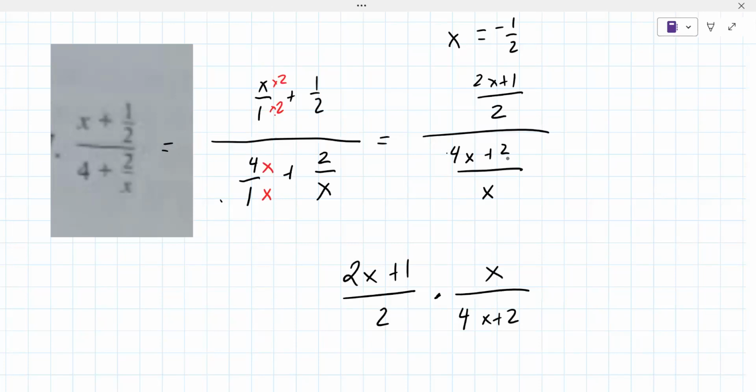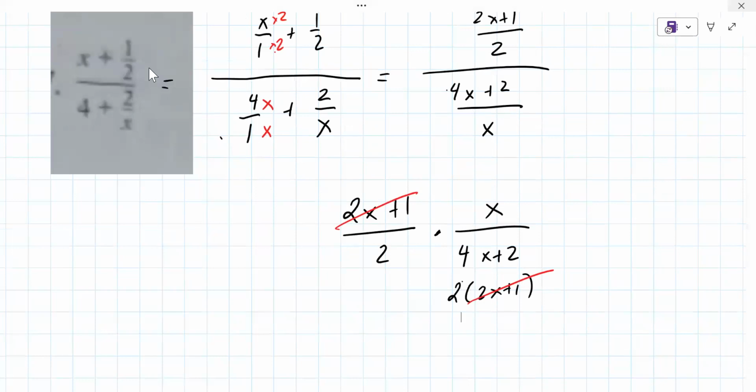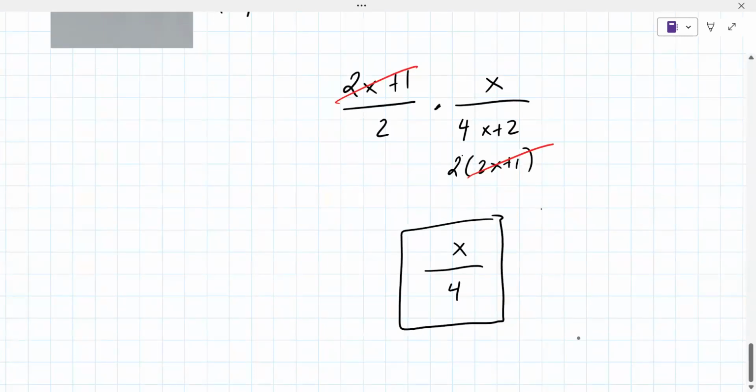All right, so you got it. Now on the lower right here, we can actually factor this to 2 times 2x plus 1, which means that we cancel. We've got to cancel that. So you end up getting x over 2 times 2, which is 4, and that is your final answer.